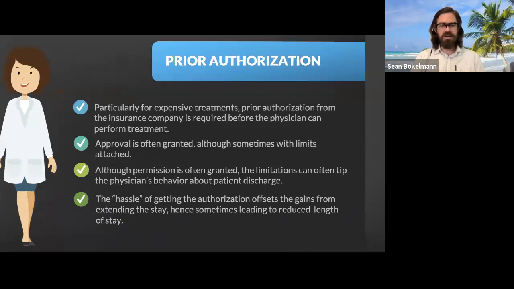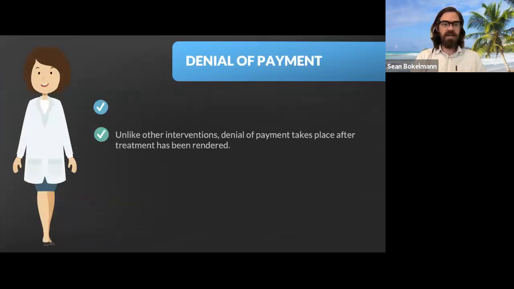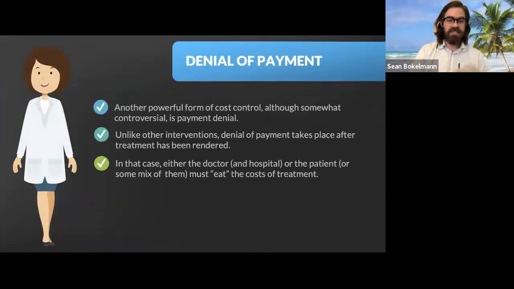So that's prior authorization. The other one, denial of payment, is a potentially very powerful form of cost control, although it is somewhat controversial, right? It's basically saying, okay, we're not going to place any limitations on what you do, but there may be instances where we choose not to pay you back, right? And so this one in particular definitely takes place after treatment has been rendered. And so basically, in these cases, either the doctor has to eat the cost of treatment or the patient or some mix of the two, right? Since they're not being reimbursed by the insurance company.